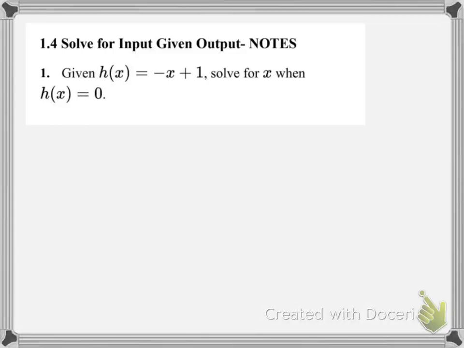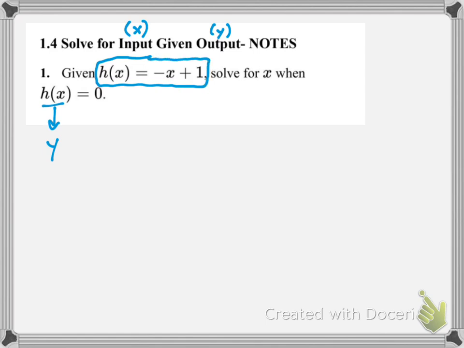1.4 kind of changes the game a little bit, okay? So it says solve for the input given the output. Basically, here's what that means. Solve for the input, x, given y, okay? Now, y in this case is going to look like h of x. So h of x is just a fancy way of saying y, okay? So here's our function.